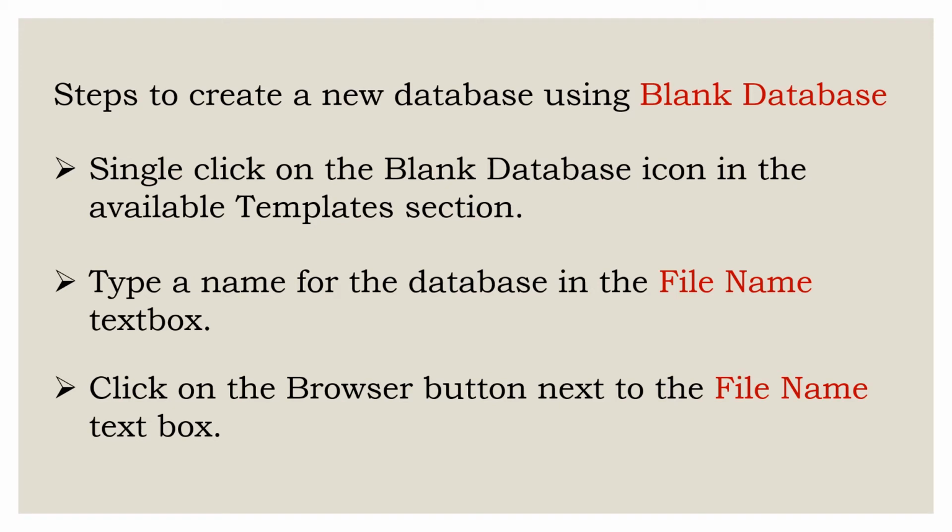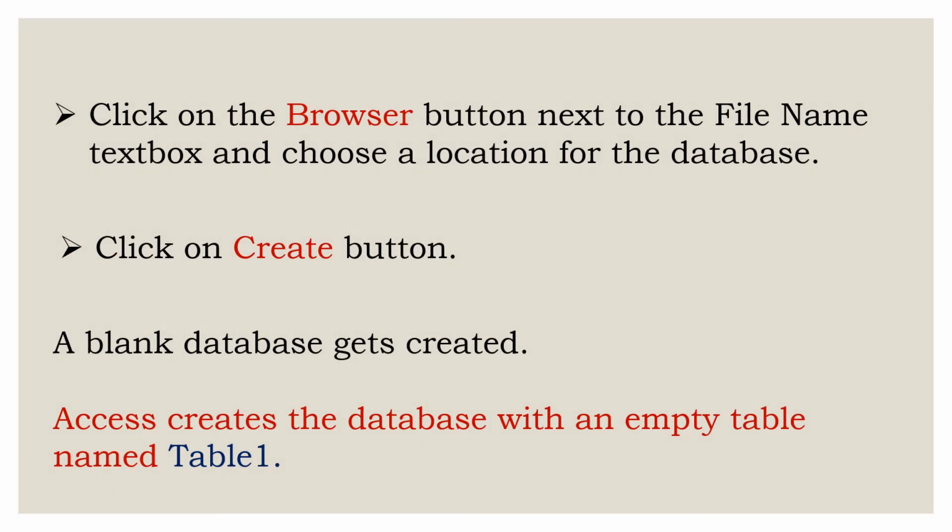After that, click on the browse button next to the file name text box and choose a location for the database. Click on the Create button. Now a blank database gets created. Access creates the database with an empty table named Table1.